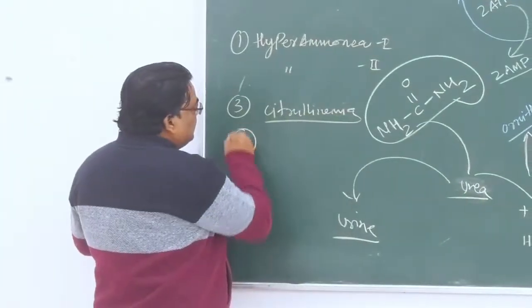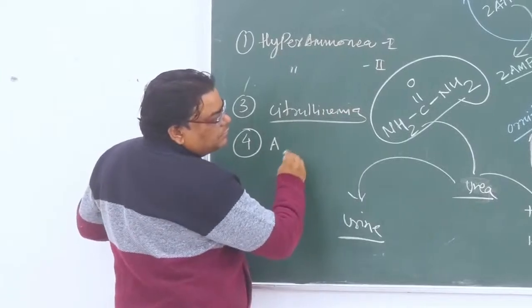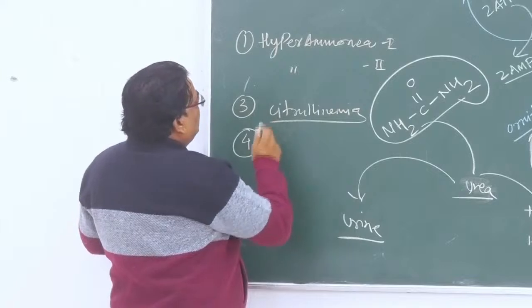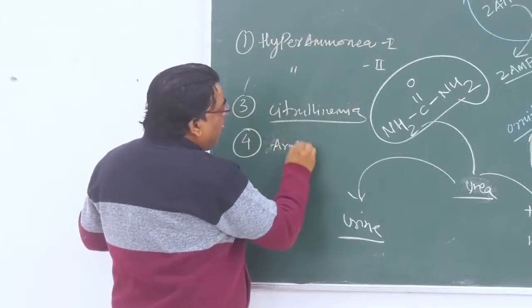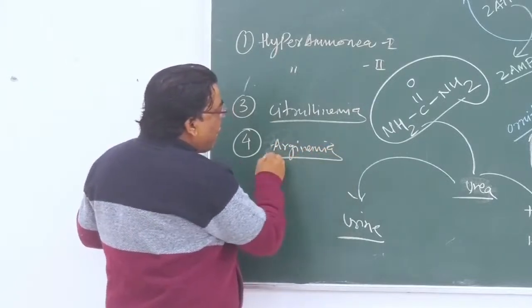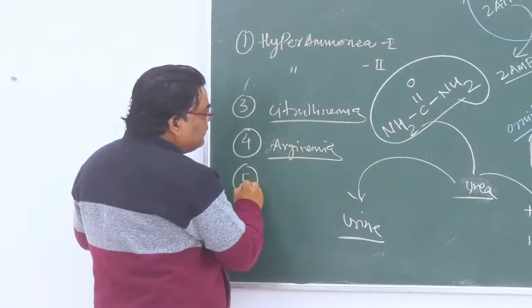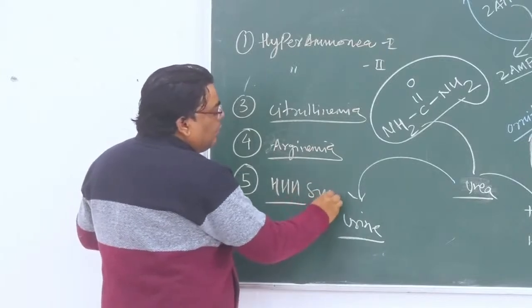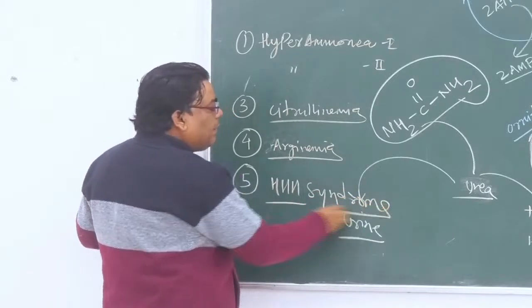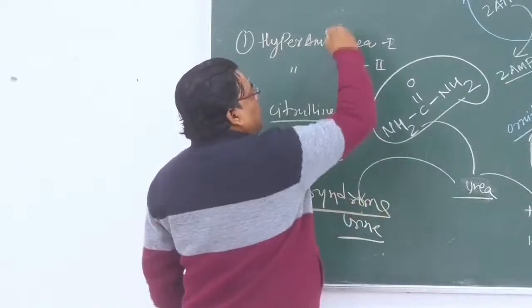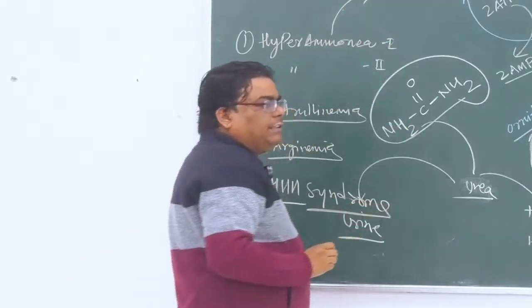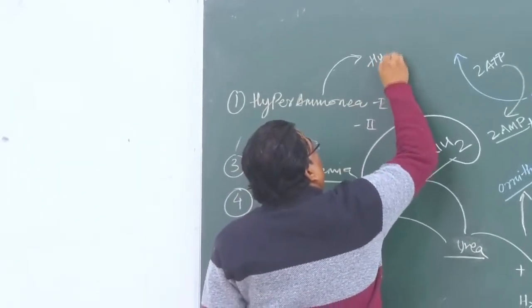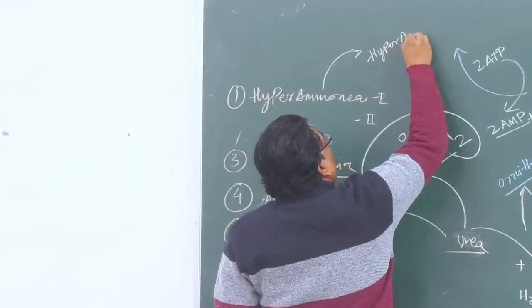Fourth one, which one? Argininemia. Fifth one, ornithinemia. HHH syndrome. एक आपके लिए है, कौन सी है वो देख लेना आप, ठीक है. So all these disorders lead to one condition which is called hyperammonemia.